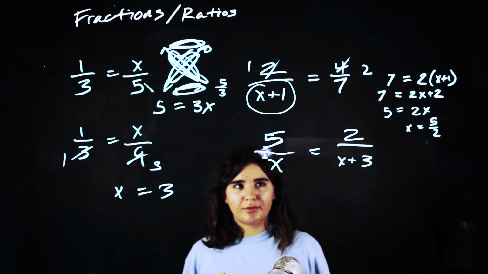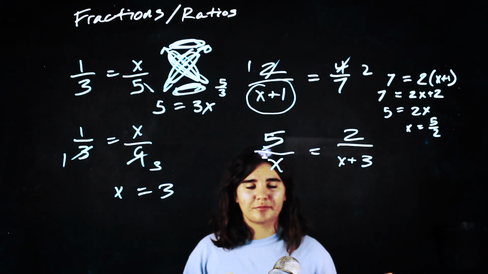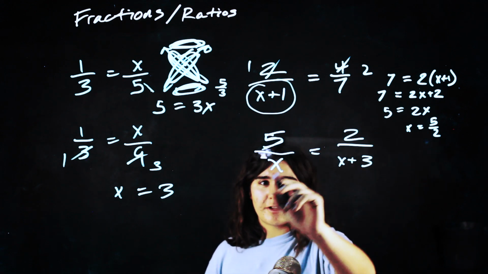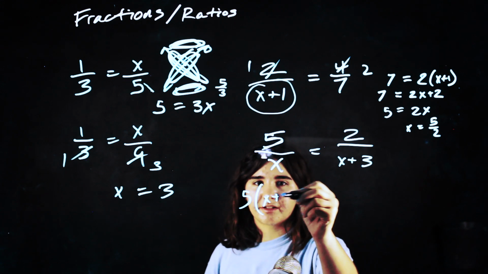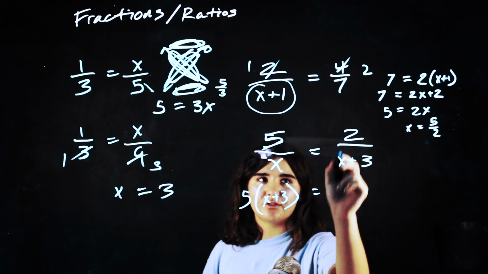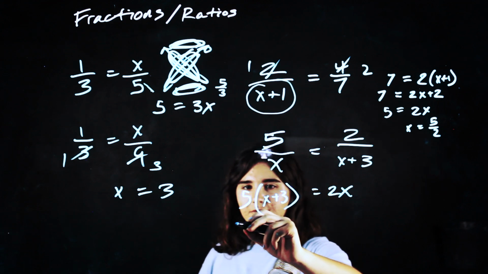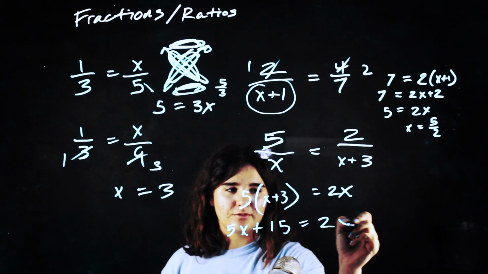Alright, last problem, we're just going to look side to side, see if there's anything we can simplify. I don't see anything. So let's just multiply across. This is going to be 5 times this whole thing on the denominator, x plus 3, is equal to 2 times x. And let's distribute this again. So 5x plus 15 is equal to 2x.